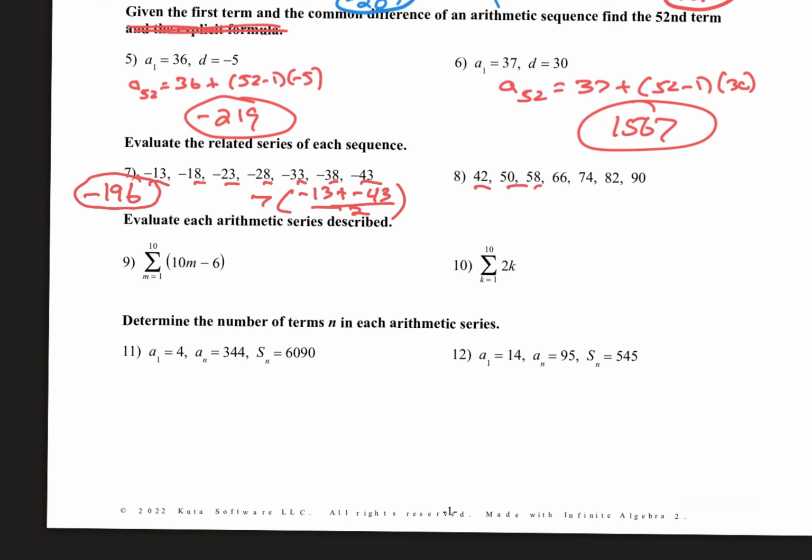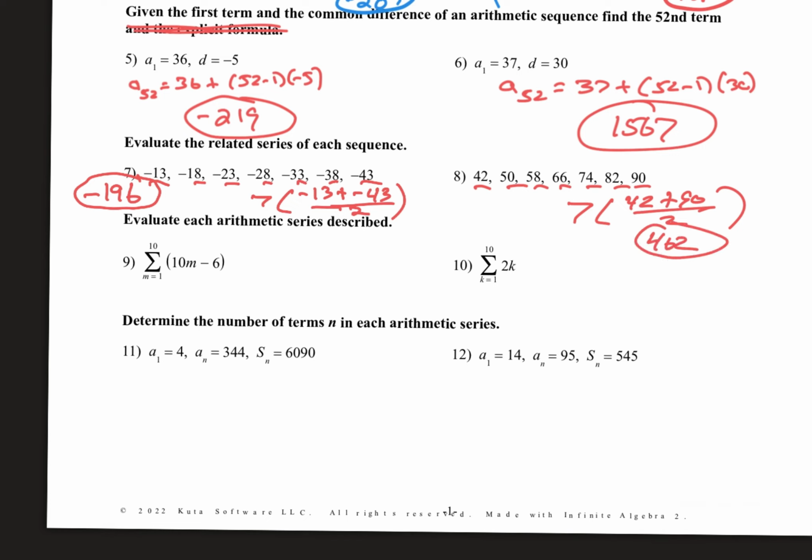Number 8, 1, 2, 3, 4, 5, 6, 7. So 7. First term, 42, plus last term, 90, divided by 2. 42 plus 90 equals, divided by 2 equals, times 7 equals 462.